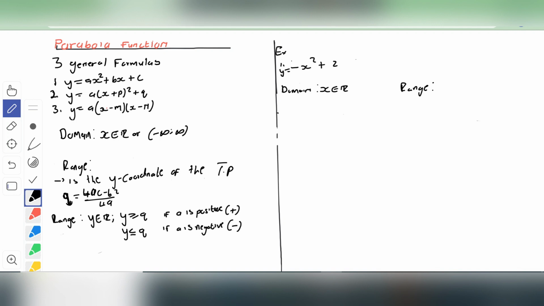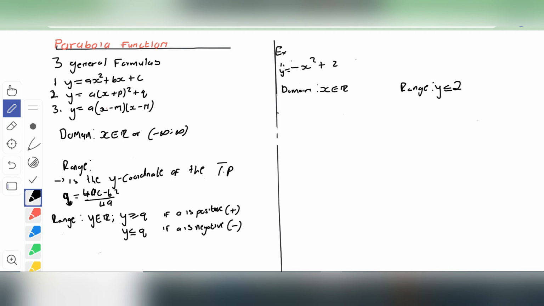So it has to go to the negatives, which means y is less than or equal to. Why this? Because our a is negative here. Therefore, what is q? Our q here is the y coordinate of the turning point, which is 2, right?